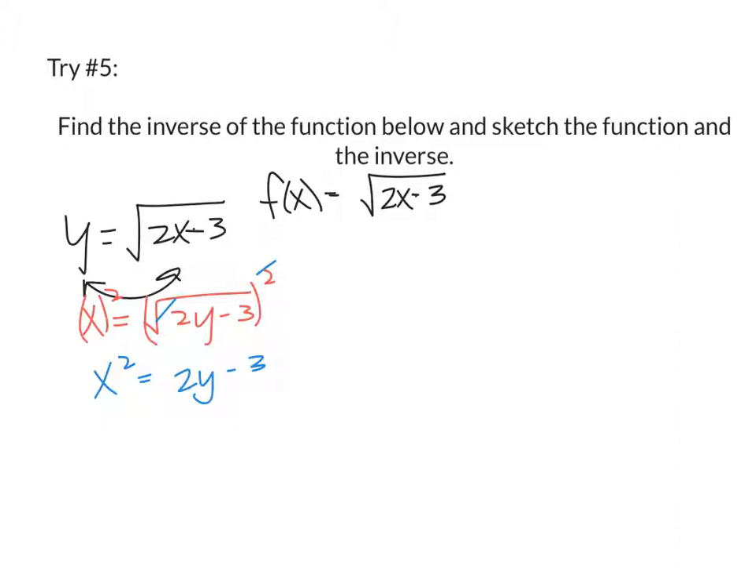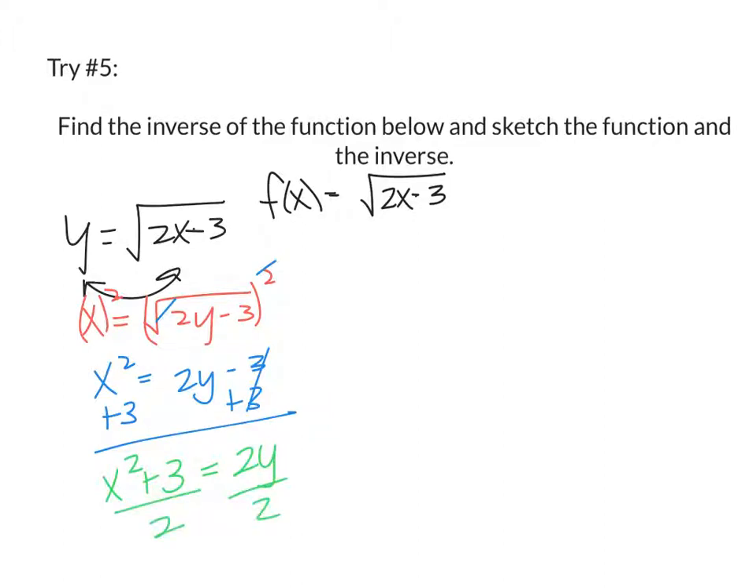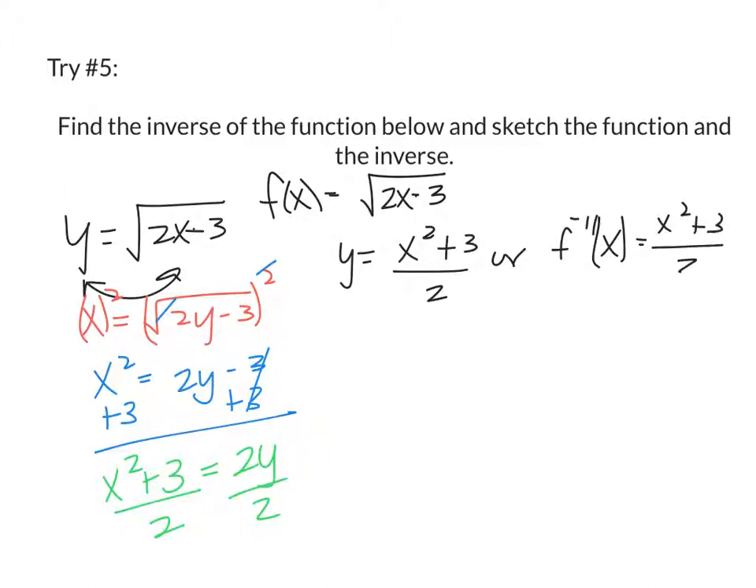Again, then we're going to add 3 to both sides, so we can continue to get y by itself. So now we have x squared plus 3 equal to 2y. Finally, we're going to divide by 2. And so our final answer should be y equals x squared plus 3 over 2, or the inverse of f equals x squared plus 3 over 2.